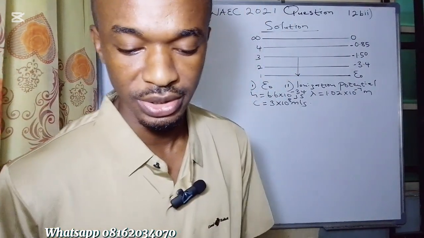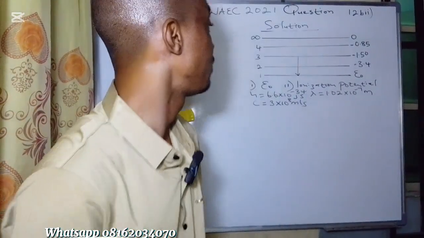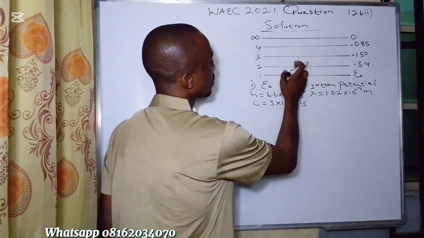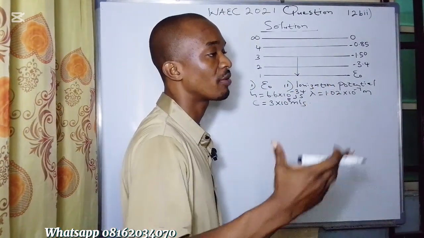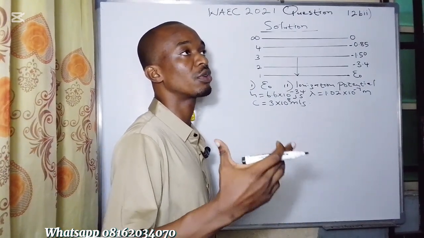So we are going to start calculating immediately. The first thing is for us to calculate what? E0. So how do we calculate E0? First of all, the transition. These energy levels are fixed distances where you can find electrons. We are going to study that under energy quantization.